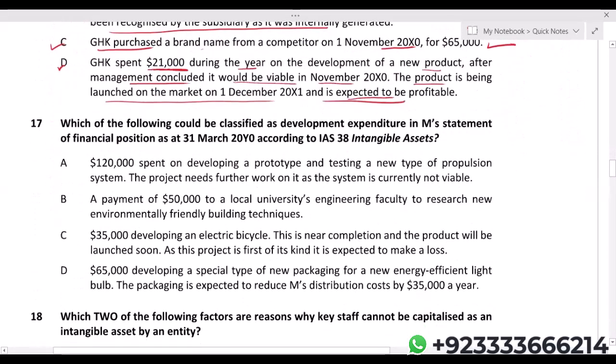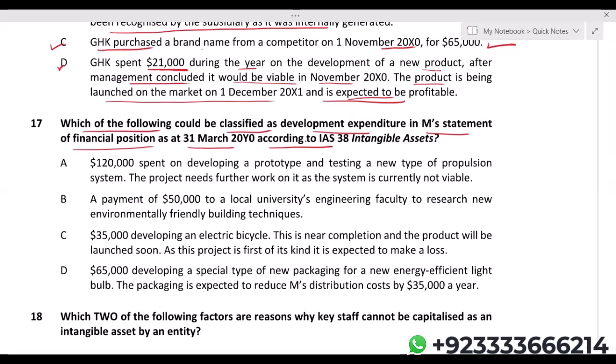Let's see. Which of the following could be classified as development expenditure in M's statement of financial position as at 31st March Y0 according to IAS 38 intangible assets? Okay, let's read the question again.